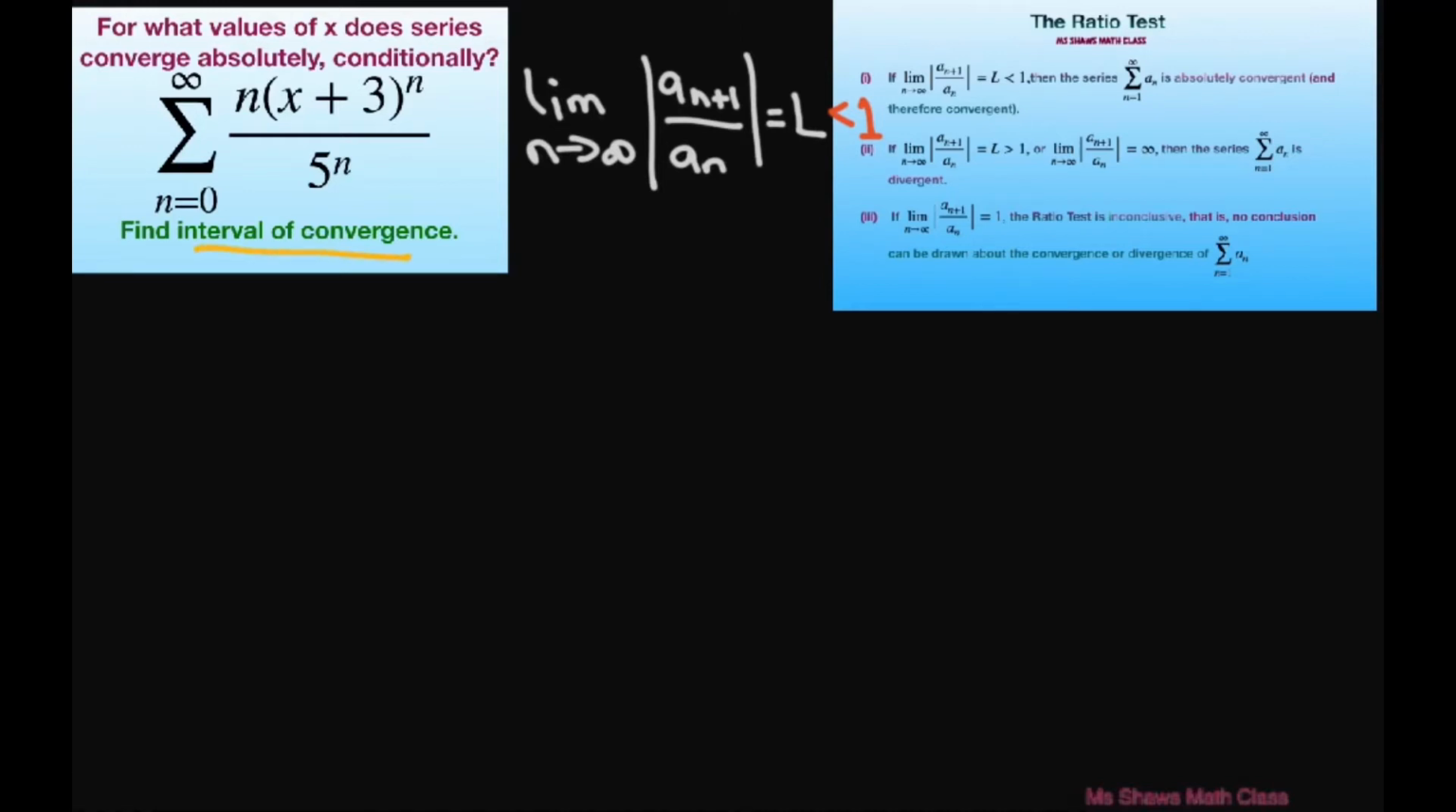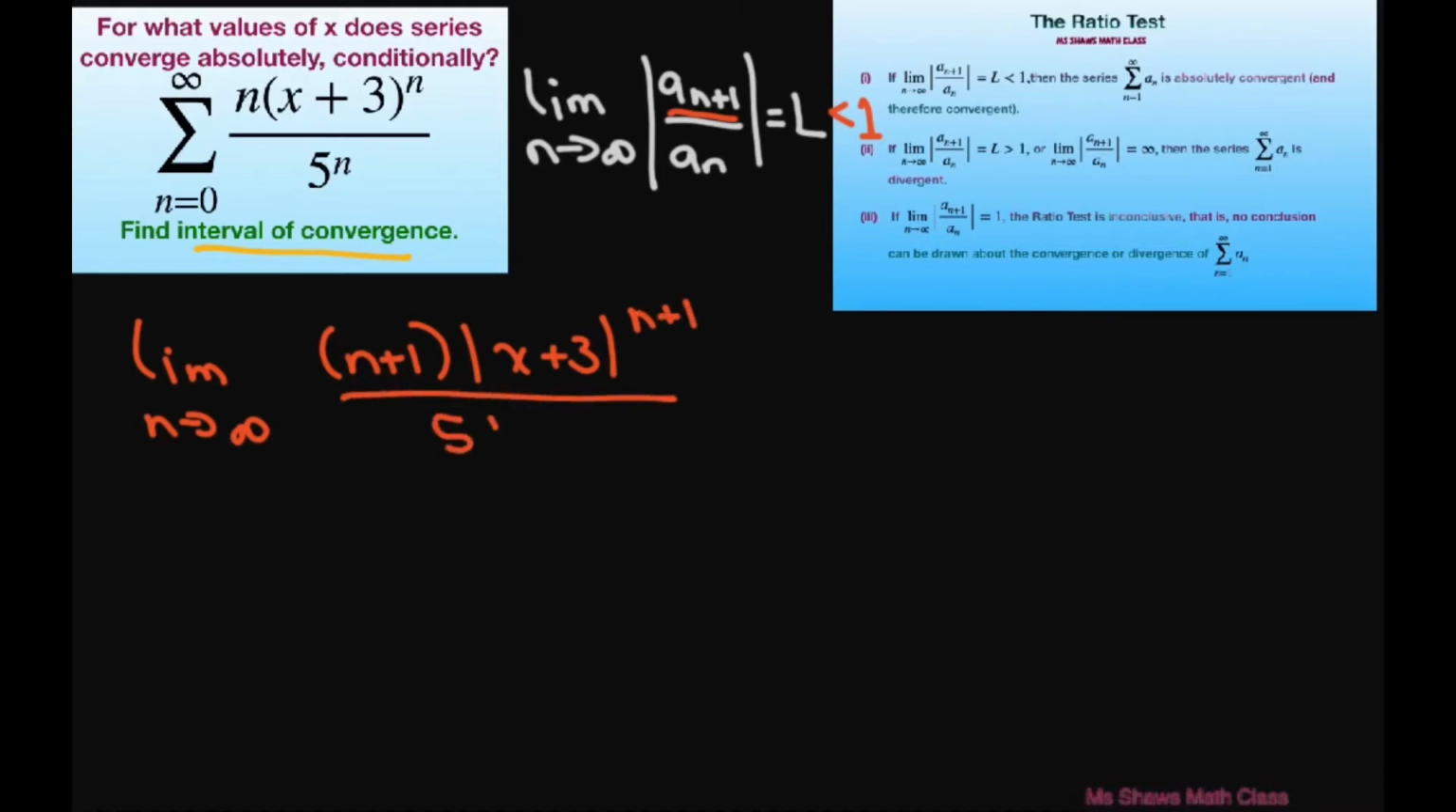So basically, let's use the ratio test and take the limit as n approaches infinity, and we're doing a sub n plus 1. So everywhere there's an n, put n plus 1: n plus 1, absolute value of x plus 3 to the power of n plus 1, divided by 5 to the power of n plus 1. Now, we're dividing by a sub n, which is the same as multiplying by the reciprocal. I'll just copy that down there.